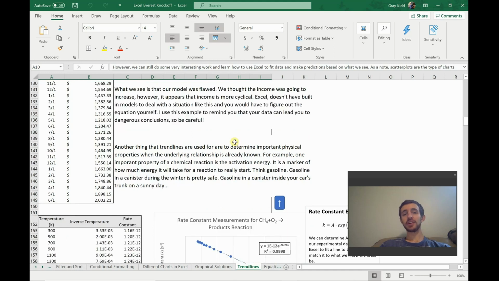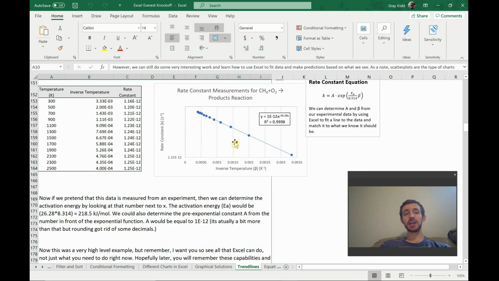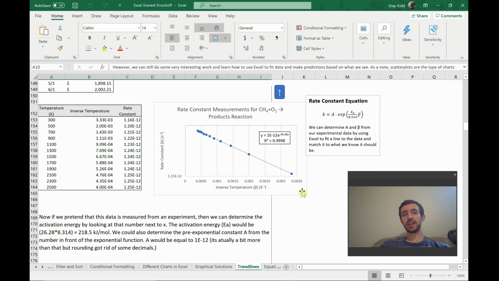But the last thing I want to talk to you about is that you can find important underlying physical properties using your trend lines. For example, if we look right here, this is some sort of rate constant for a reaction. We'll say it's the reaction of methane with oxygen. And as you can see, we fit a line to it. It's this nice straight line. It looks straight. It's actually extremely curved. I've just scaled this nicely.